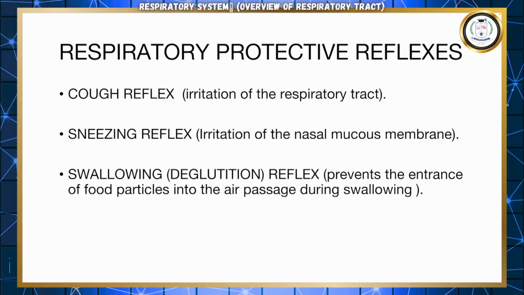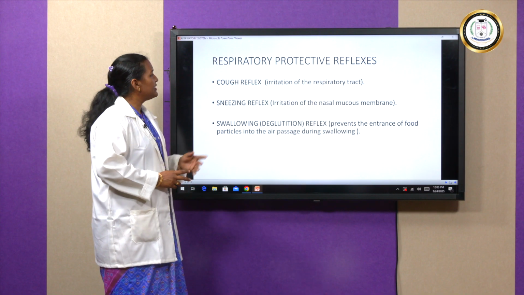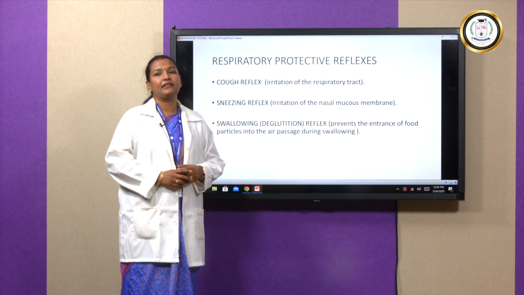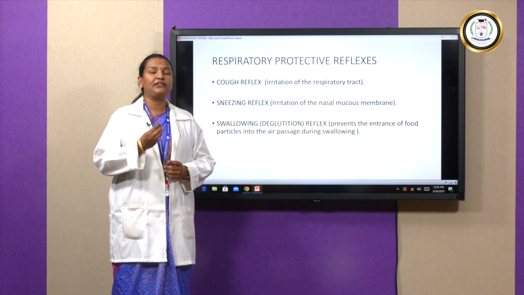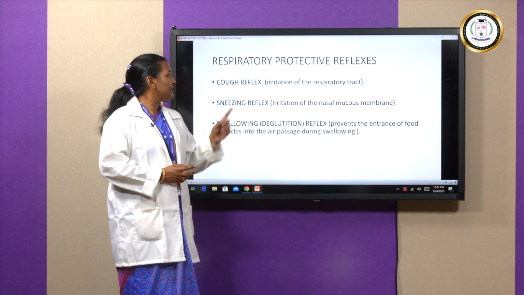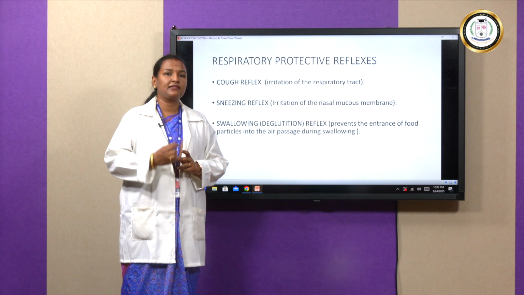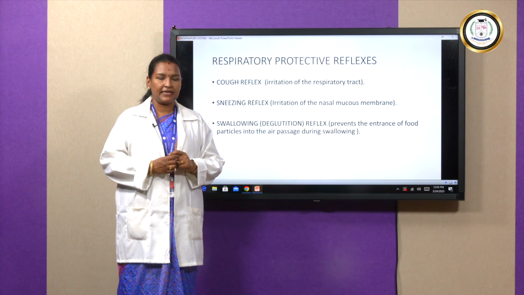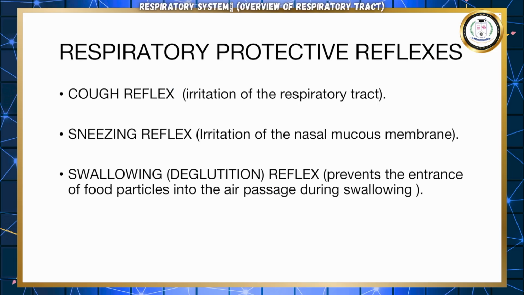Apart from the respiratory function, we have some respiratory protective reflexes also. The first one is the cough reflex, which is nothing but when there is an entry of an irritant into your respiratory tract. This reflex will be activated by the stimulation of numerous receptors inside the lungs, and they tend to expel out the irritant substance by means of coughing.